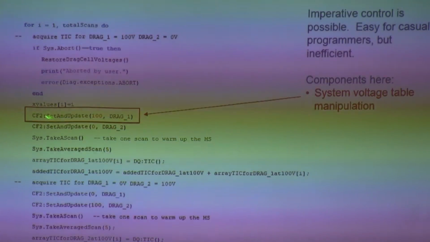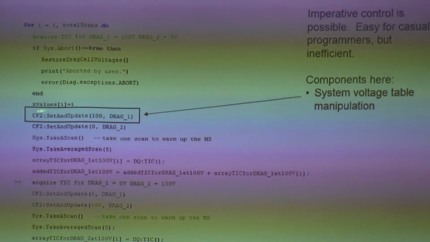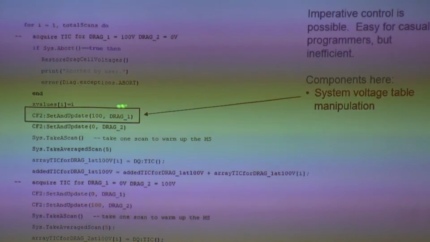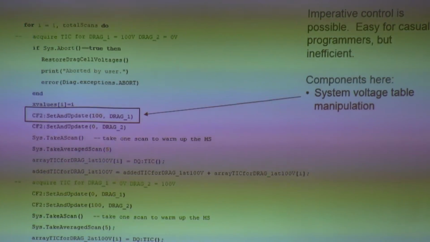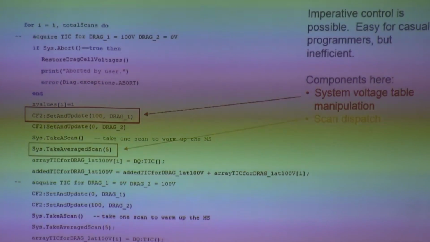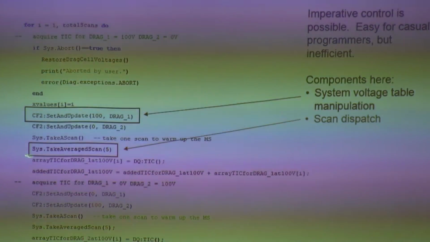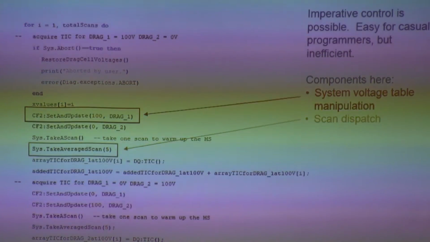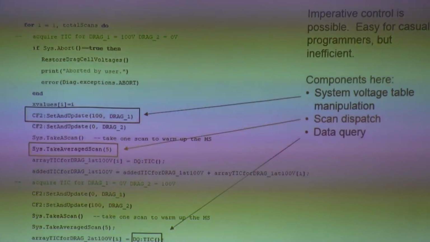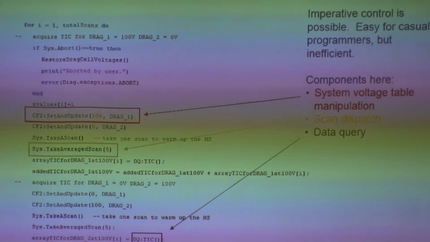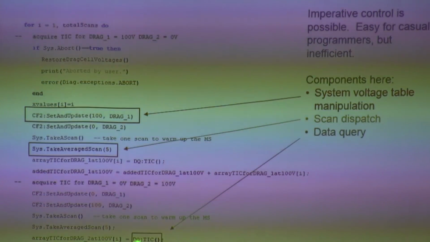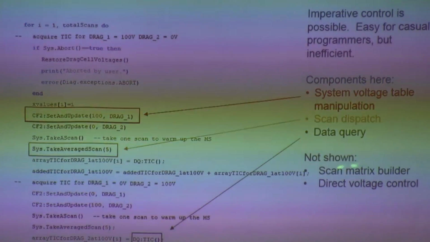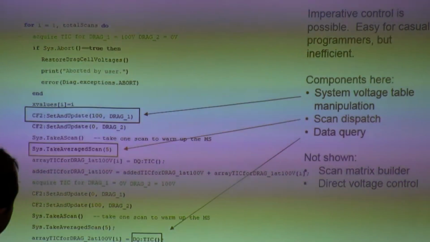Components from the last page that we see here, we have a system voltage table manipulation, a cal file. Set this before we take the scan. So in this case, we have a device called a drag vane. It's a DC field. And we say, okay, put that there. Now we tell it to do a scan dispatch. You tell the DSP to take 5 scans and the lower layer to average those. So just very simple imperative commands. Now here's the data query. Say, okay, now return to me the total sum. This is the total ion, the sum of the entire thing. Not shown in the matrix, but with a direct voltage control. Just an example.